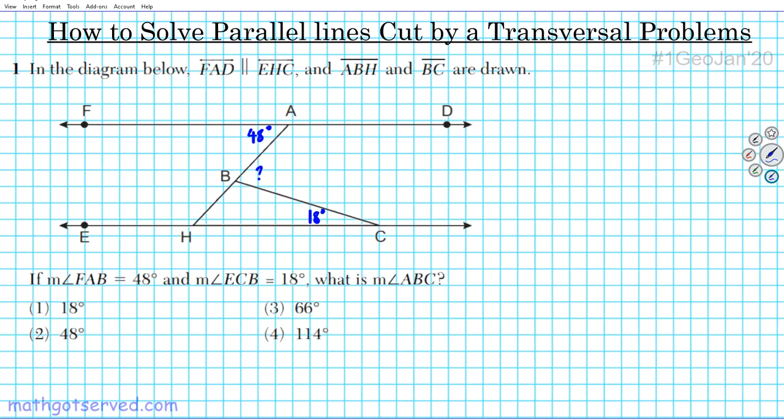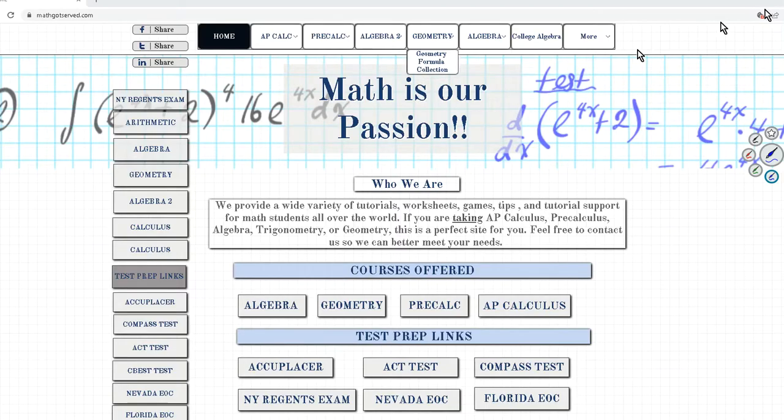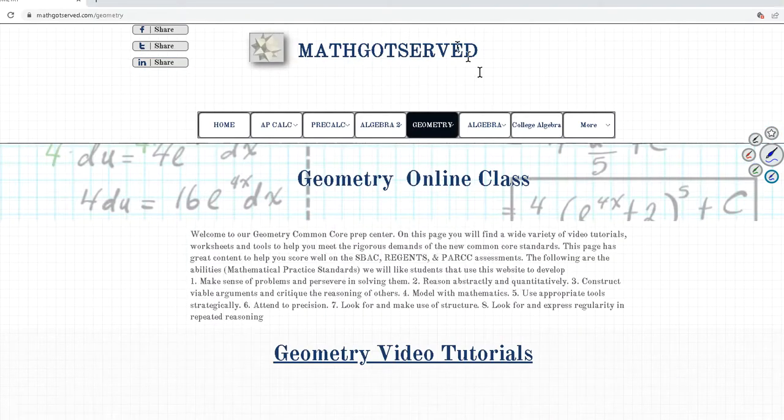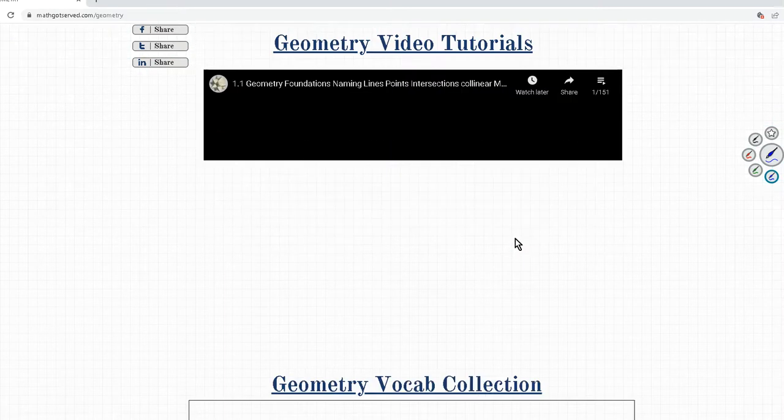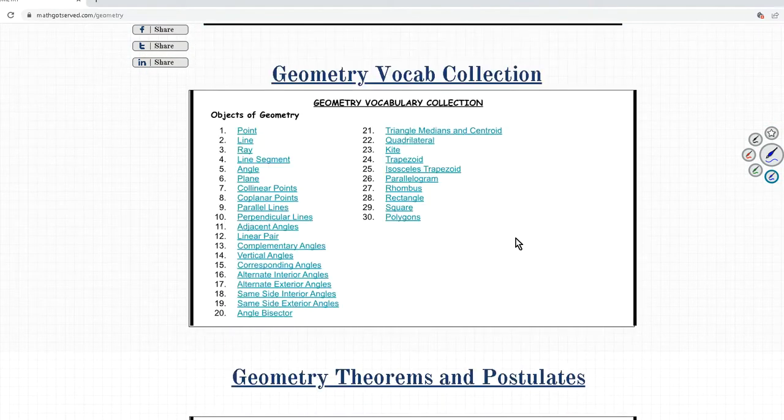In order to solve this problem, there are three things we want to go over. So we're going to go to our website. If you go to mathgotserved.com and click on geometry, and then scroll down to our vocab collection, we're going to take a look at two vocabulary terms and one theorem. The first vocabulary term is linear pair, number 12.